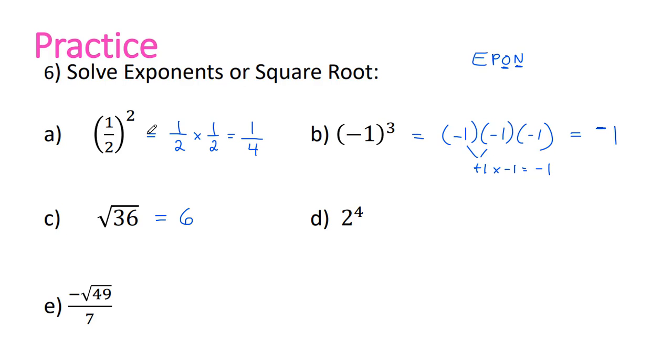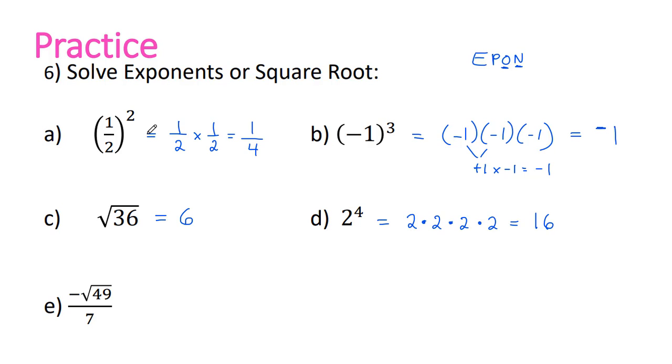2 to the power of 4 means 2 times 2 times 2 times 2, and these are all positive, so we know our answer will be positive. 2 times 2 is 4, times 2 is 8, times 2 is 16. 2 to the power of 4 is 16.